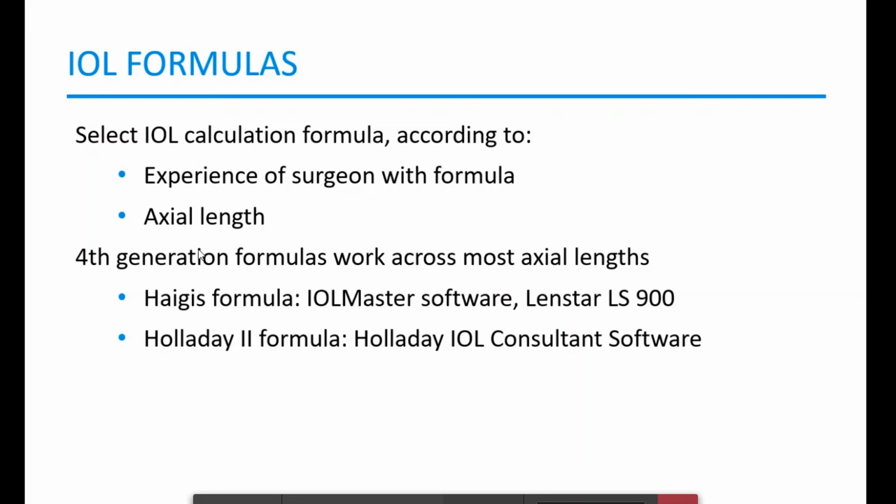Fourth generation formulas are much easier to work with because they work with all axial lengths. It doesn't matter whether it's a short eye, long eye, or average eye. These formulas work very well. It means the surgeon doesn't need to do an additional fudge factor, so they do not need to adjust their results to get to the IOL power that they need. So fourth generation formulas are known to be much more accurate nowadays.